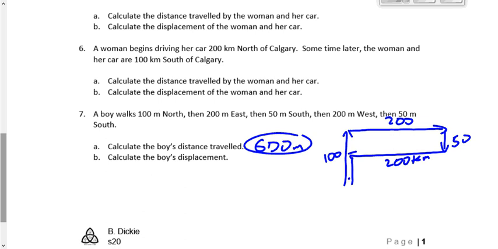And then we got 50. Oh, look at this. Aren't we back where we started? Yeah, what's the displacement here? 0. In fact, you couldn't actually do this question 7b if it wasn't 0.